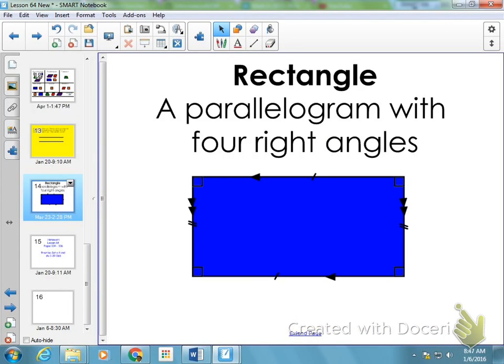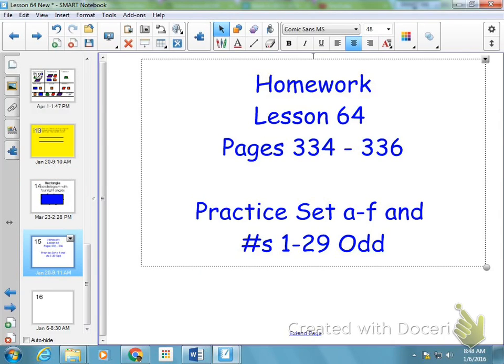Now, I do need you to make this note: rectangle. It did get slipped off my page. Okay, I need you to copy down this definition for rectangle, a parallelogram with 4 right angles, and draw this out. This accidentally got slipped. So pause the video and record this. And then your homework is lesson 64 on these pages. You're going to do practice A through F, and then numbers 1 through 29. Let me know if you have any questions.